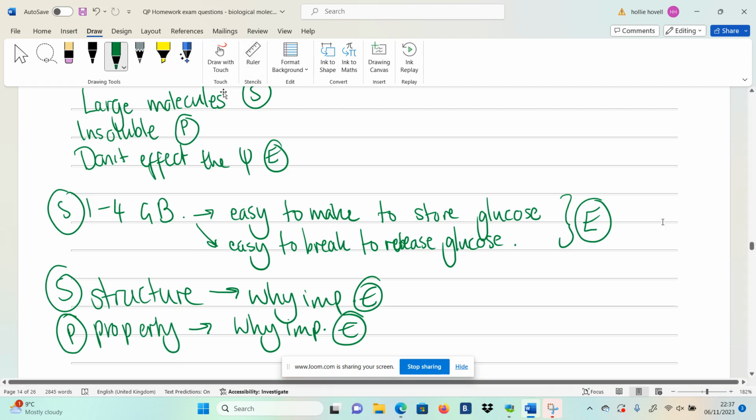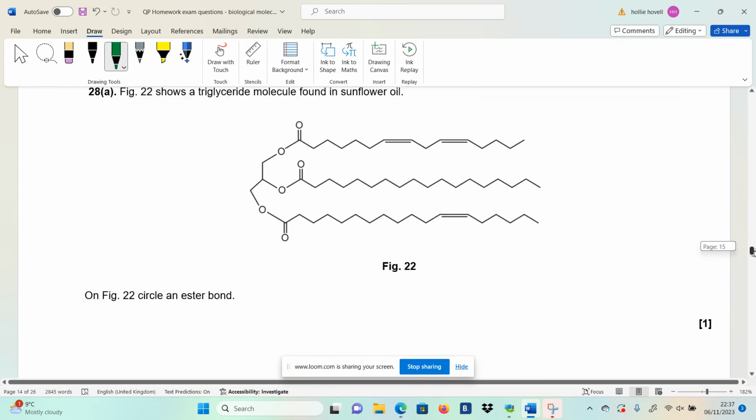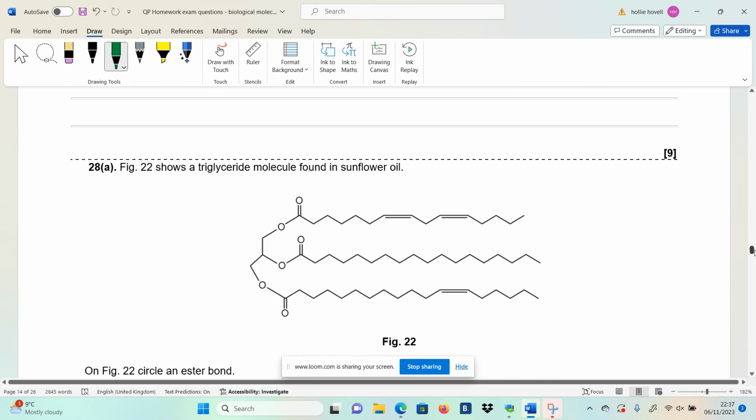Okay, if you want any more help marking your answer to that question, feel free to ask me to mark them. That's no problem at all. Email them across. Question number 28.